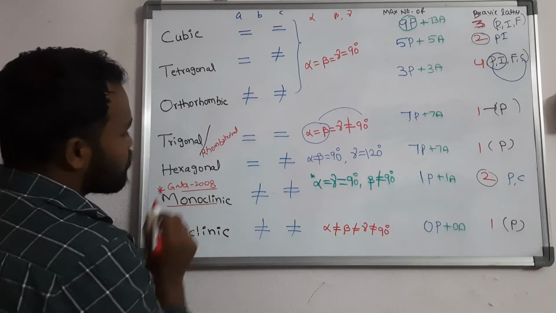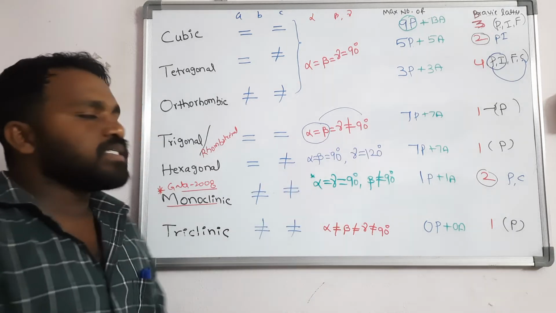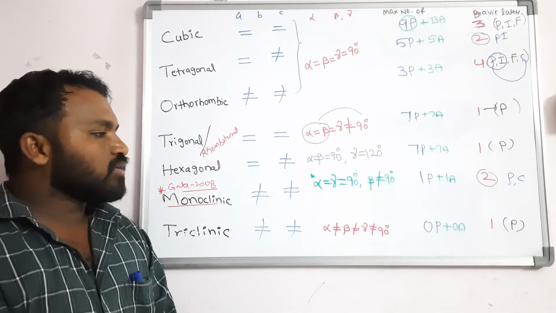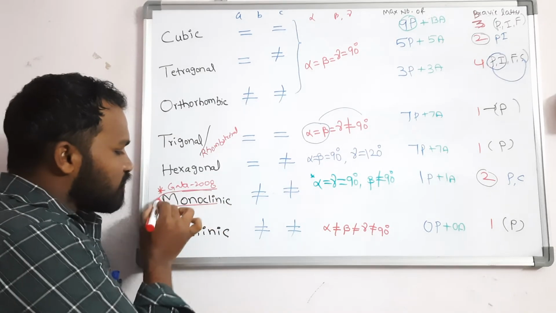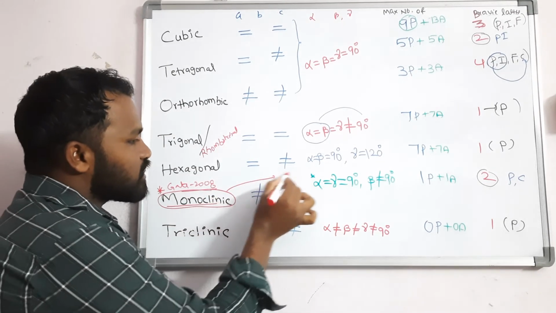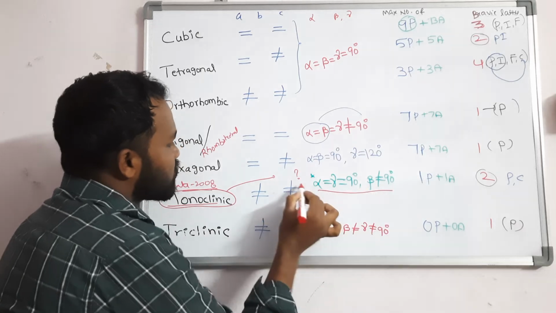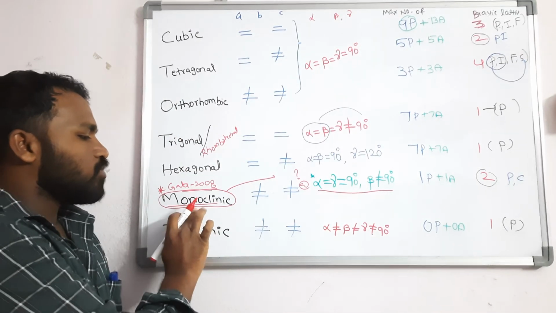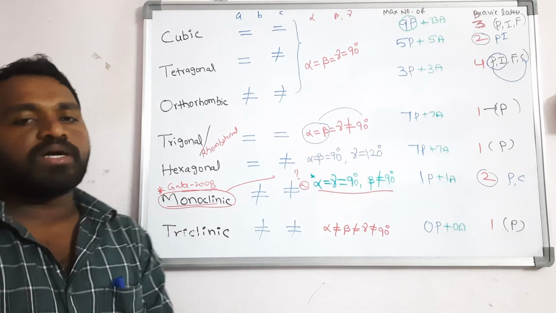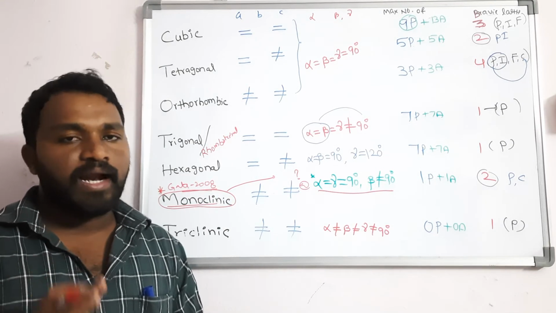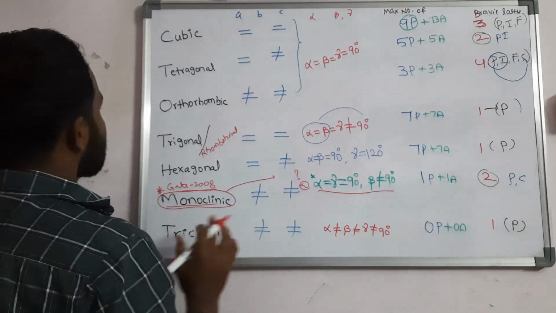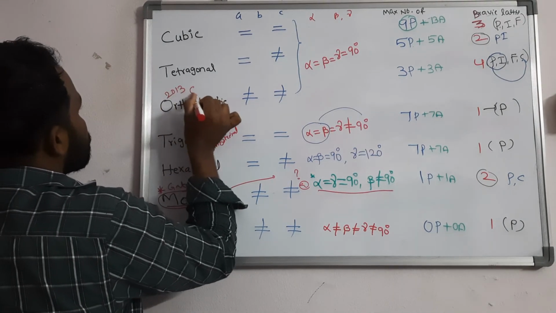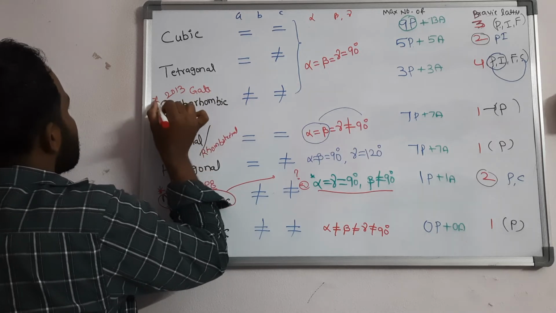The 2008 question is, in the crystal system alpha is equal to gamma is equal to 90, beta is equal to something. They ask like this: which of the following is a monoclinic crystal system? They gave the options, this is option A, another is option B. So monoclinic is nothing but alpha is equal to gamma is equal to 90, then beta not equal to 90, right?